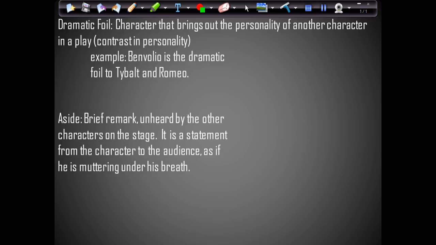An aside is a brief remark unheard by other characters on stage. It's a statement from the character to the audience, almost as if he is muttering under his breath. If you're familiar with the show Malcolm in the Middle, this is something that he would do. It's when they break that fourth wall and they turn to the camera, and that's when they speak. That's an aside in a TV show or in a movie. On stage, it's almost as though they're just saying a small line to the audience.